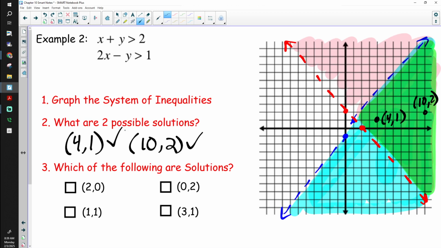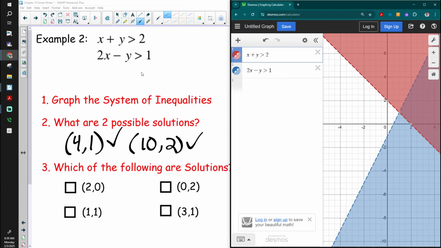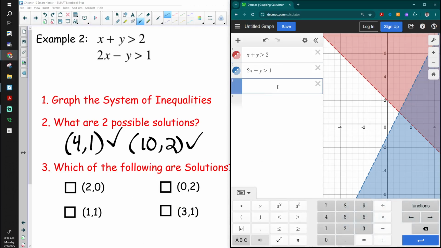Okay? I got it on 5, 5, 0, 5, -1, 6, -3. Any point that's inside my double shaded region, you're good to go. Okay, let's figure out which of these is a solution. So I go into Desmos, and let's type in my first one, the point 2, 0.